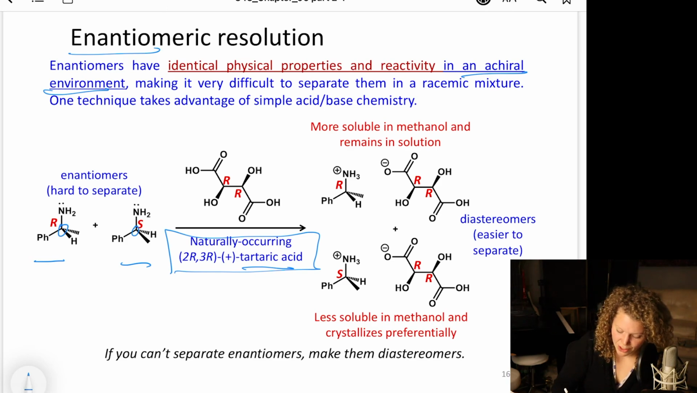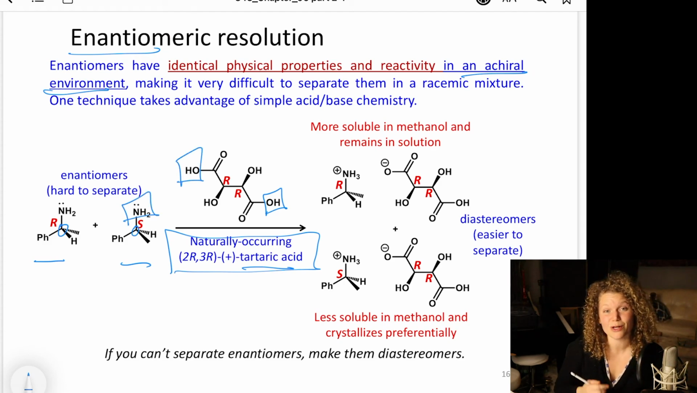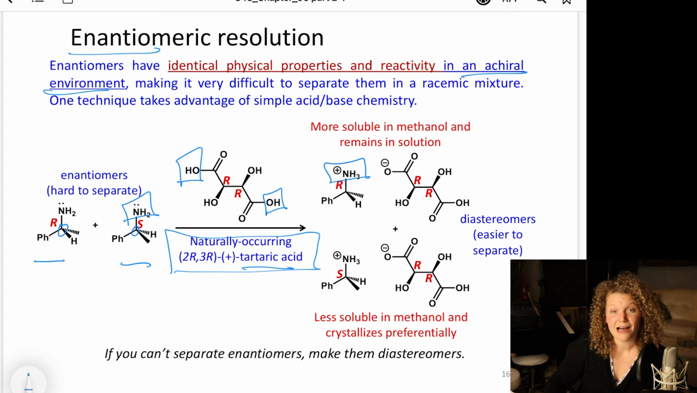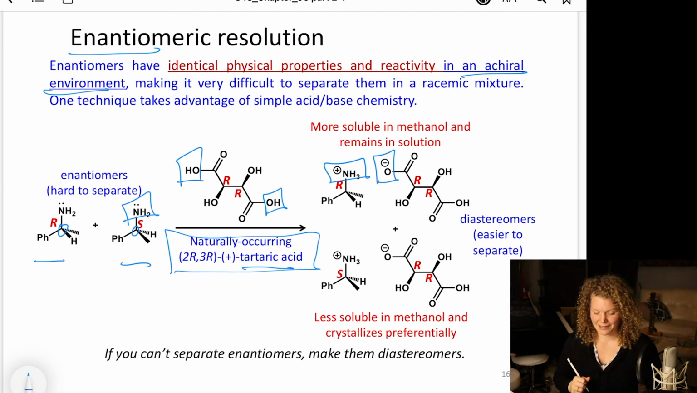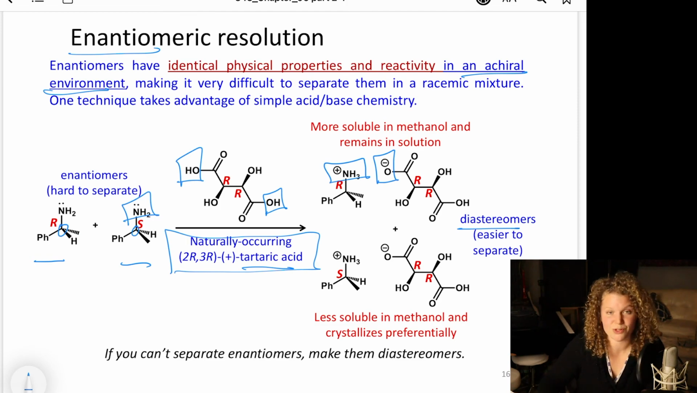If we add tartaric acid, remember our acid-base chemistry. Here we have a carboxylic acid, and here we have these amines. You can go through the pKa differences here and see that we're going to protonate our amine to an ammonium. We're going to deprotonate our carboxylic acid. These make these ionic bonds, and these complexes are actually diastereomers to each other.